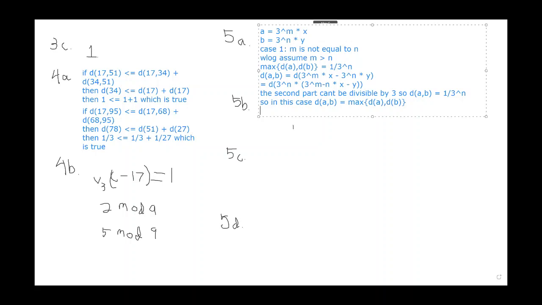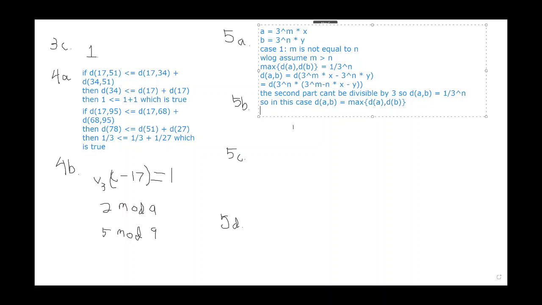the distance between A and B is d of 3 to the m times x minus 3 to the n times y, which is d of 3 to the n times x minus y, which is 1 over 3 to the n times d of x minus y. Very good, all correct. And since the second part is less than or equal to 1, then d of AB is less than or equal to max of d of A, d of B.